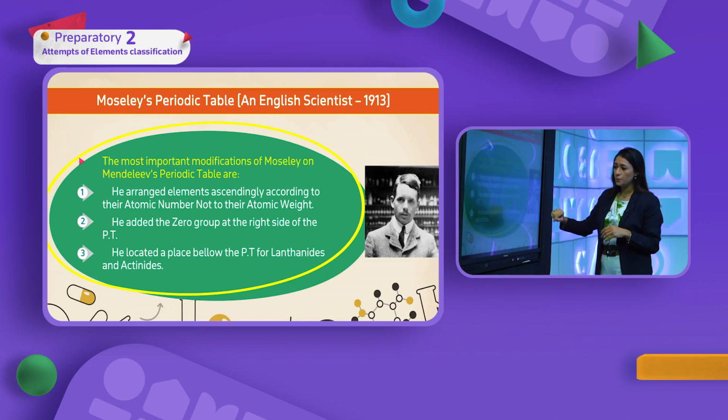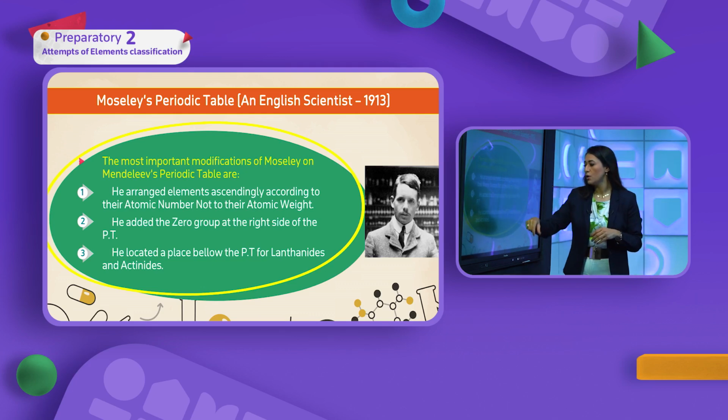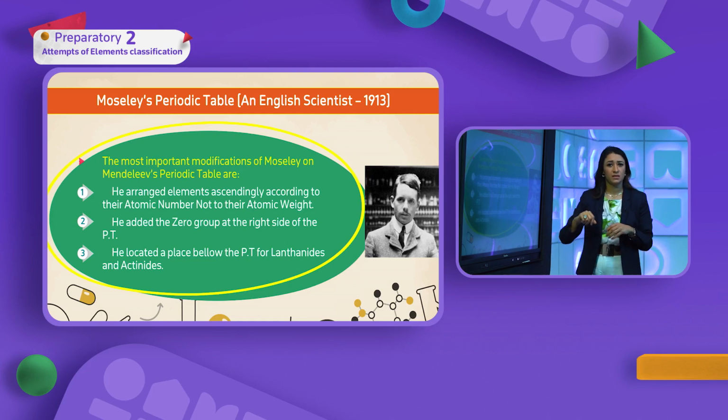And also he located a place below for the lanthanides and actinides. And they are certain types of elements, and we will look at the modern periodic table and figure out what's meant by lanthanides and actinides further on.